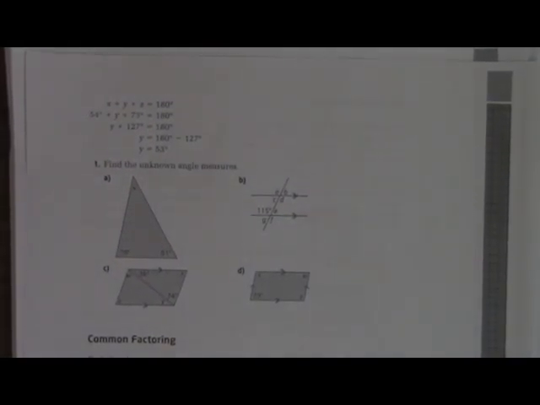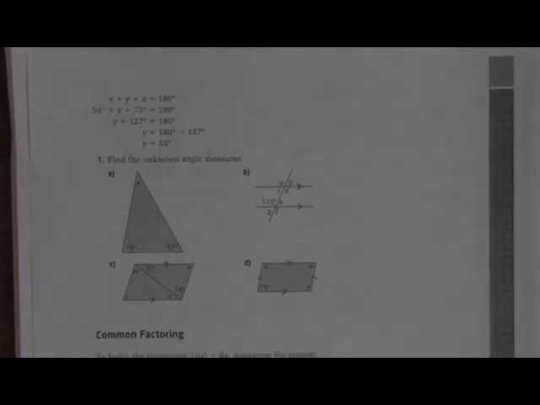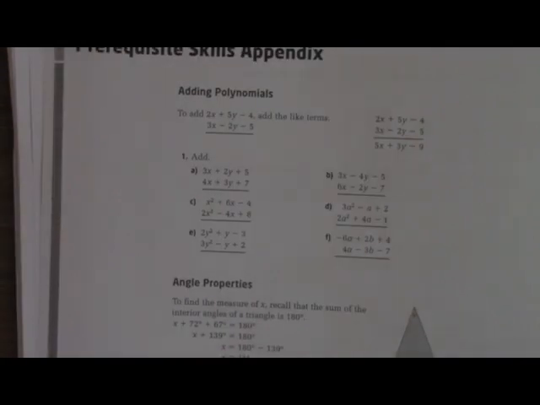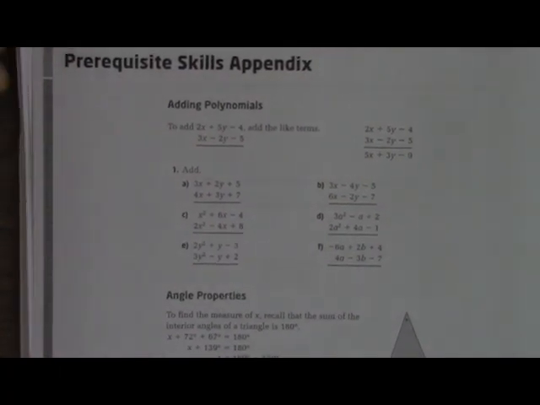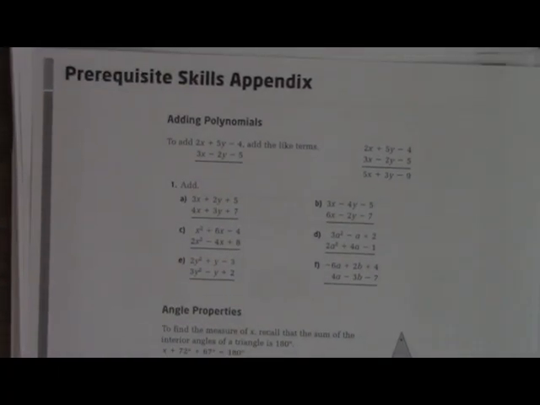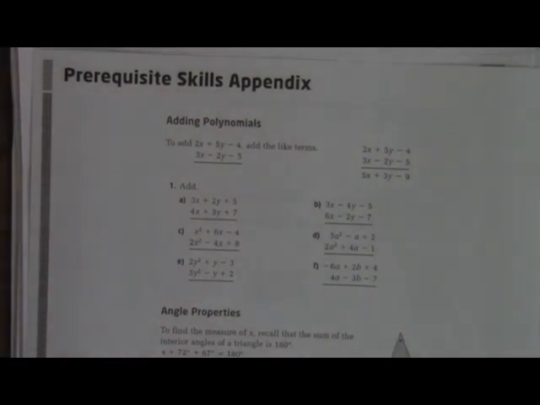Okay, can you guys see that? Yes, sir. Okay. All right. So this is page 458 from your textbook. These are the prerequisite appendix. The first thing we're going to be looking at is adding polynomials.